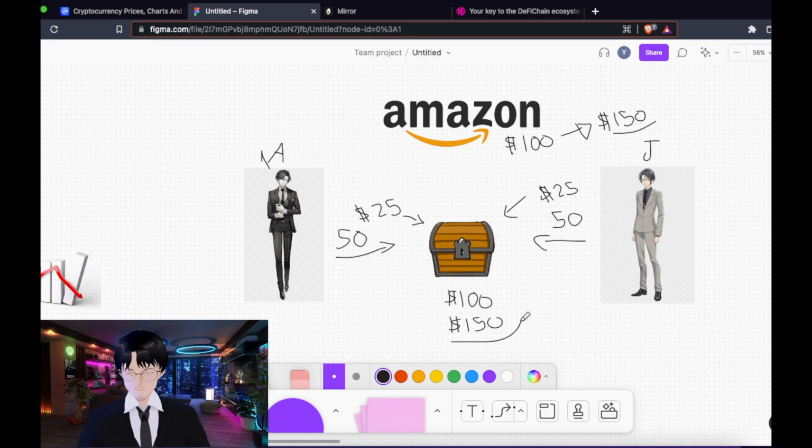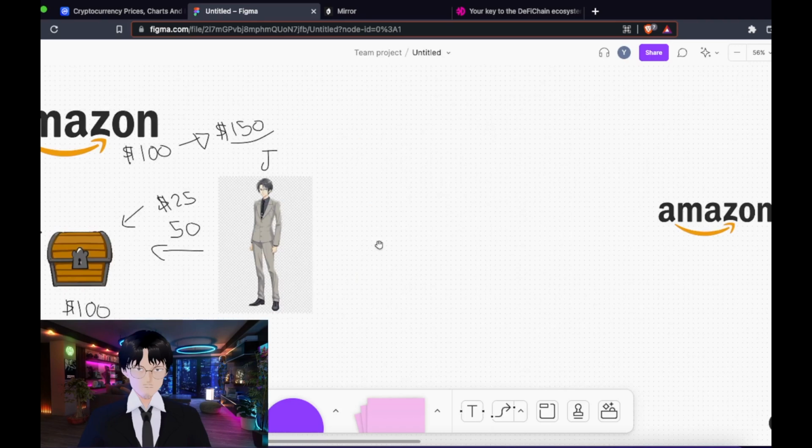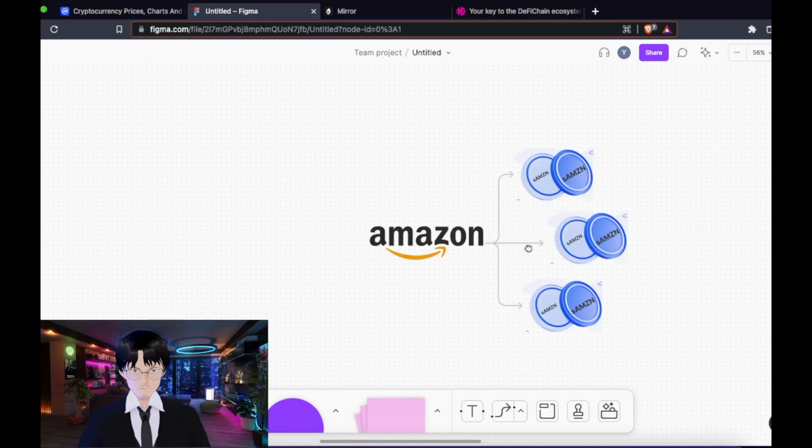So Adam and Josh can then speculate on the Amazon stock by buying and selling the chest from each other without needing to be in the US or owning the real stock. This chest is what you call a derivative, which is getting its value from the price of the Amazon stock. And synthetics take this even further, because this is just a derivative. So let's go on to synthetics now.